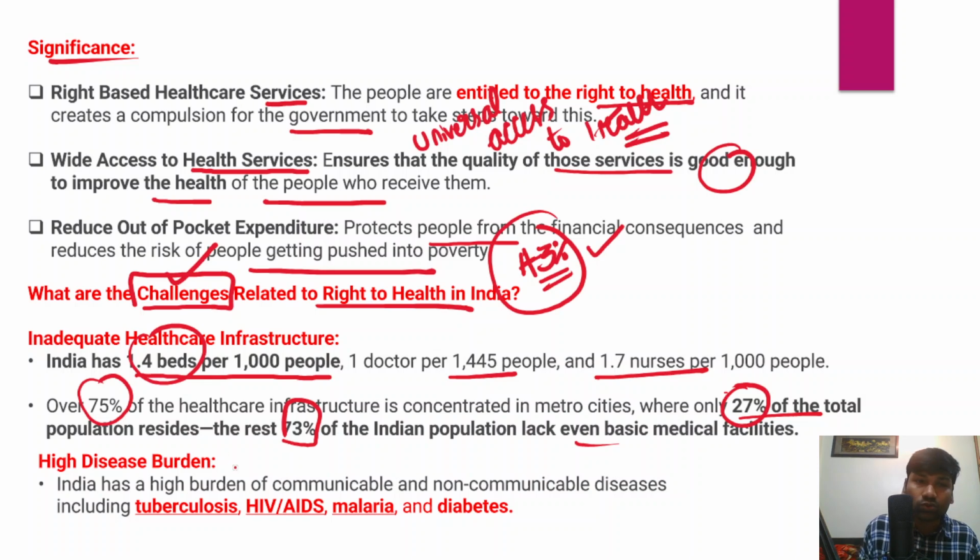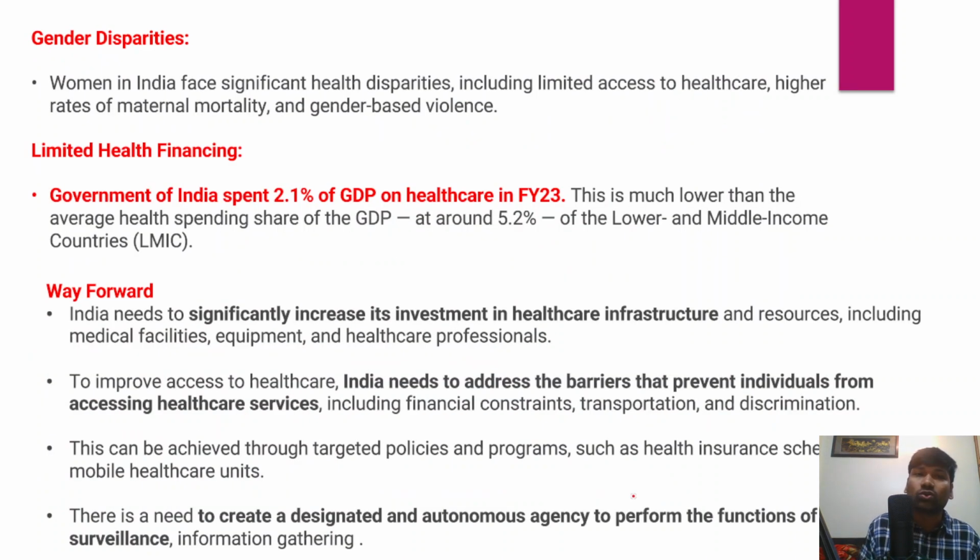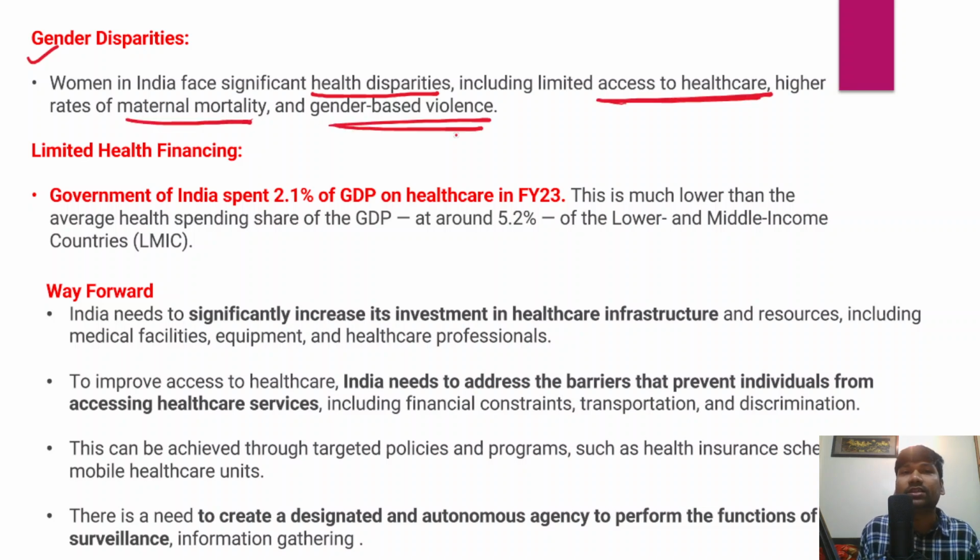And in fact, we also have a high disease burden. So India has a very high disease burden of communicable and non-communicable diseases such as tuberculosis, HIV, AIDS, and diabetes. So that would also increase the healthcare costs as well. And we also have huge gender disparities, particularly women are facing a lot of disparities because they have limited access to the healthcare, and higher rates of maternal mortality, and also gender-based violence as well.